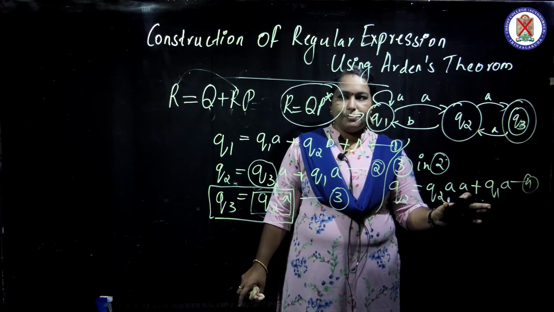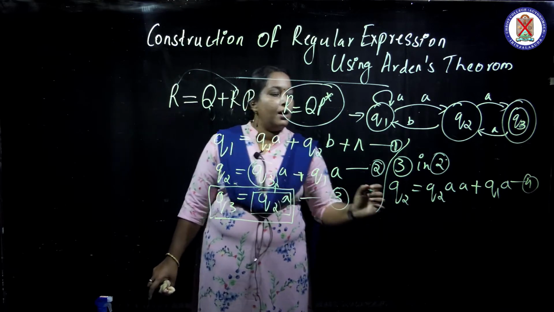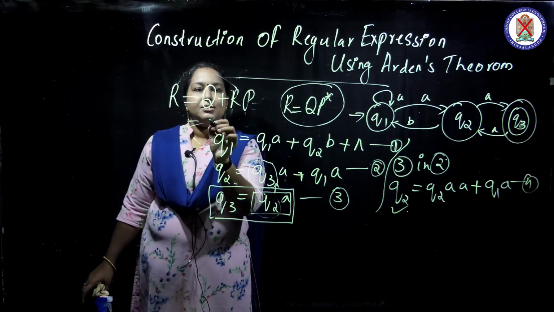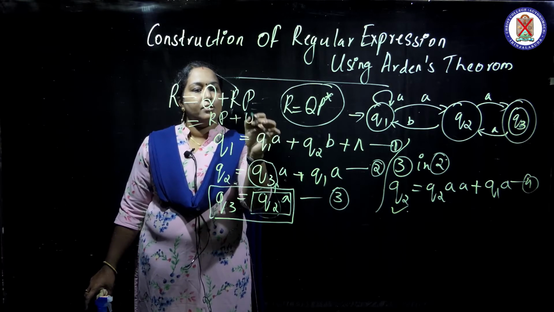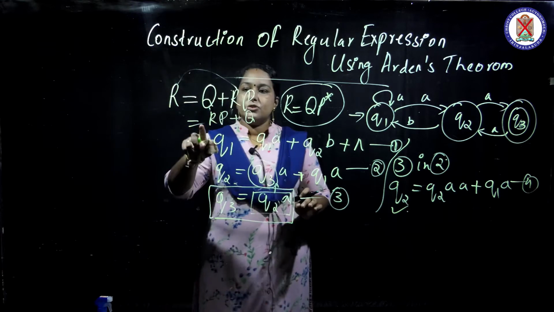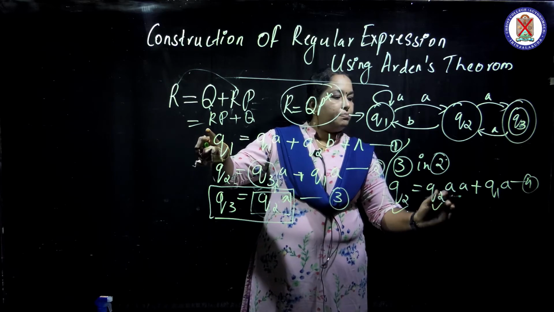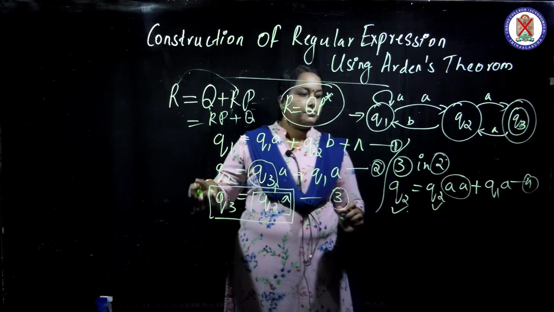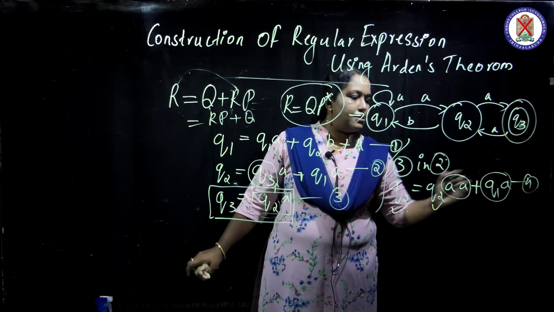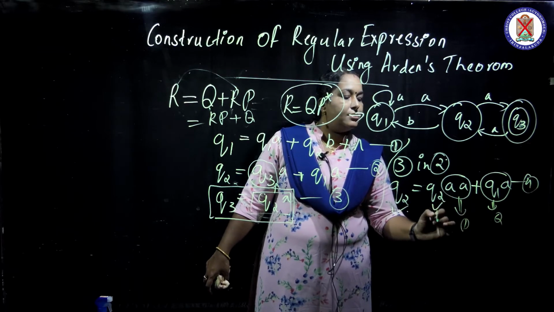Is it in the form of Arden's Theorem? Yes, because R is Q2. Here it's commutative, so it can be written either like this, or as RP plus Q, because this is commutative. So R is equal to this, P is this. What is Q? Q is this. This is Q, this is P, and this is what?